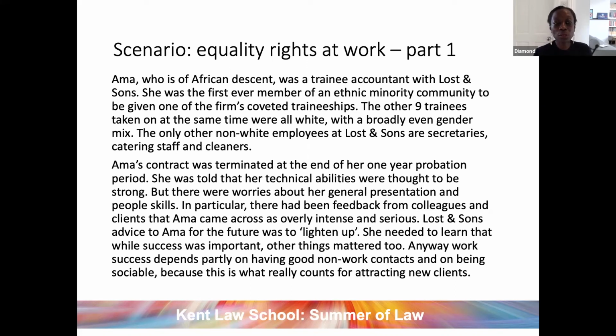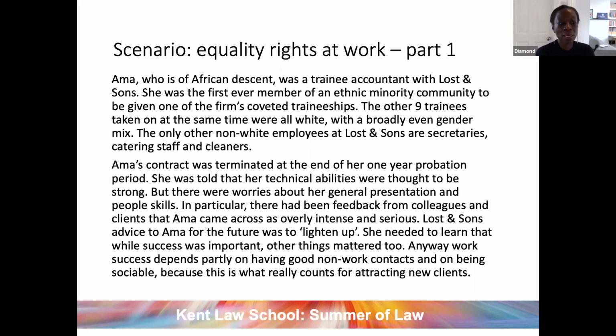The other, only 2 trainees were terminated. Okay, she was one of them. She was told her technical abilities were good, very strong, but there were concerns that her presentation, the way she presented herself, and her people skills were not good enough. In particular, some colleagues and clients said she came across as too serious and too intense. And the advice from the accountancy firm was that she needed to lighten up.